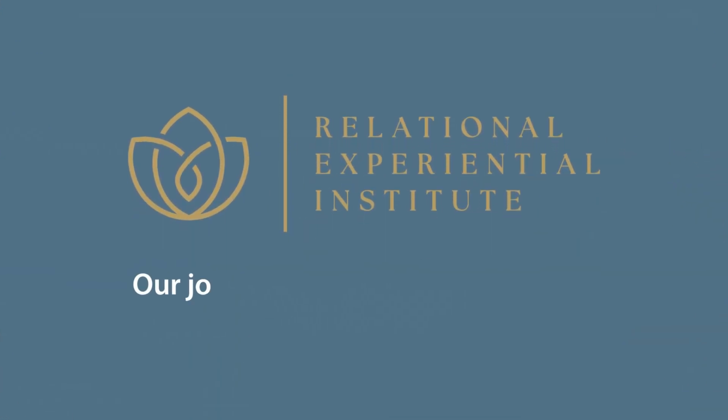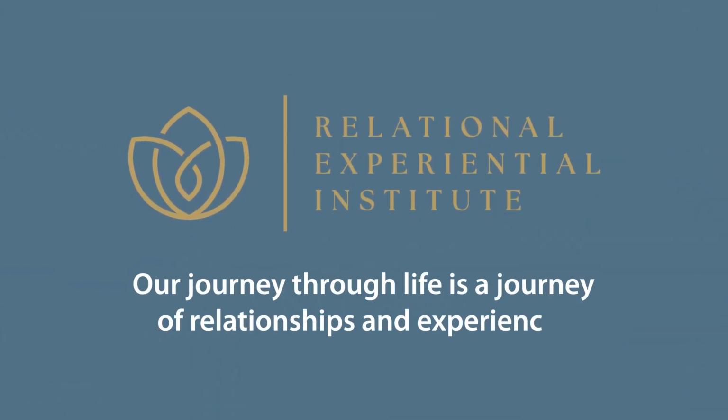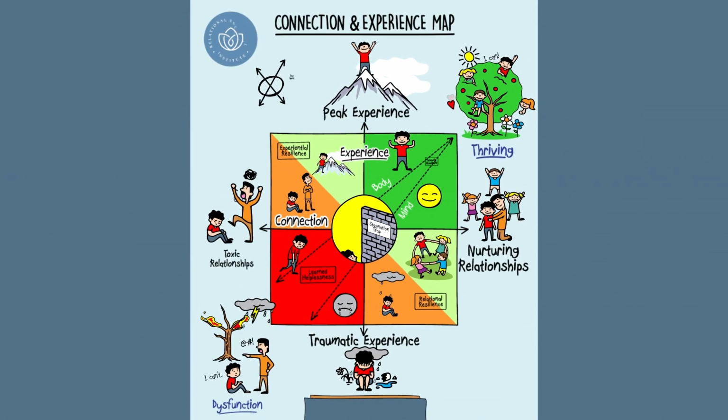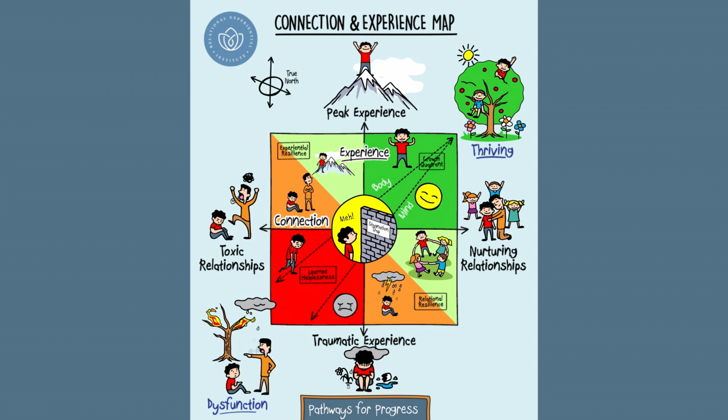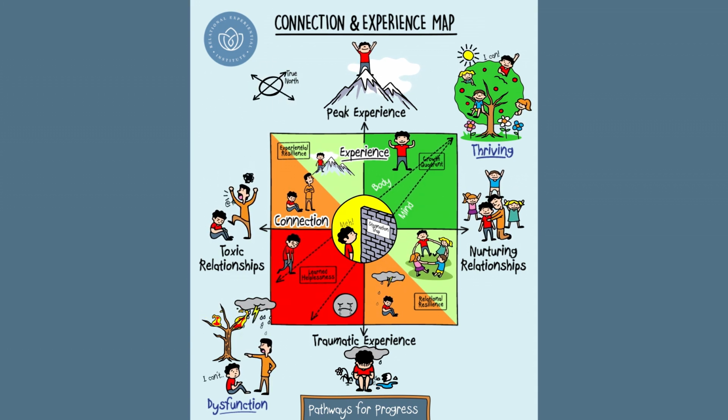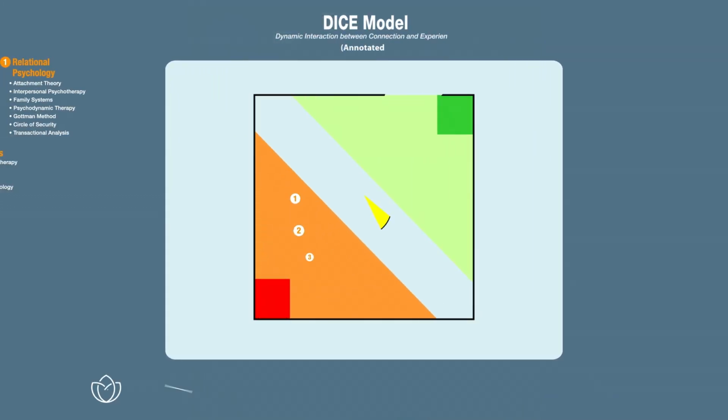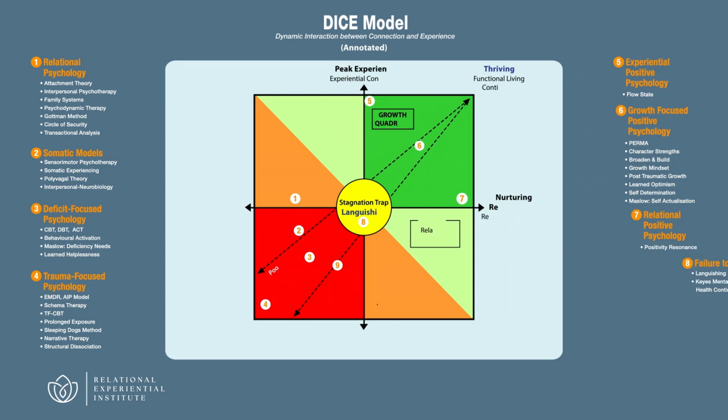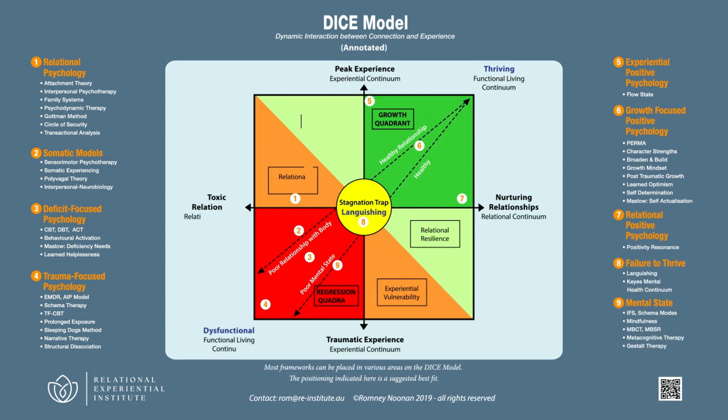Our journey through life is a journey of relationships and experiences. The Connection and Experience Map is a simple but powerful way to understand how relationships and experiences shape our lives. It's based on Relational-Experiential Theory, a framework that brings together decades of psychological research into one clear model.